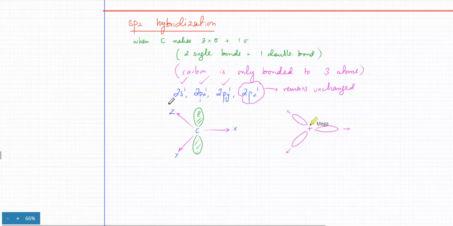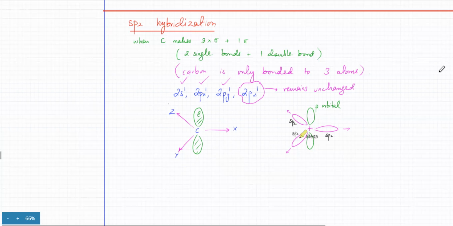And the fourth orbital is completely unused. Okay, so that's your p orbital. And these new orbitals are known as sp2 hybrid orbitals. So what happens is that out of the 4 orbitals, carbon had 4 electrons in 4 different orbitals. 3 ended up changing shape.